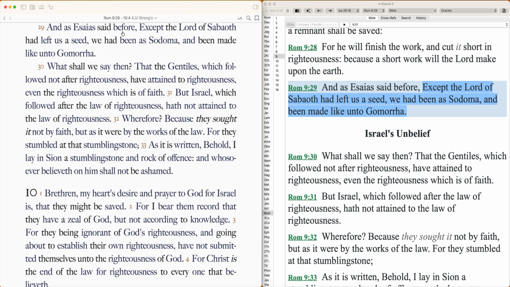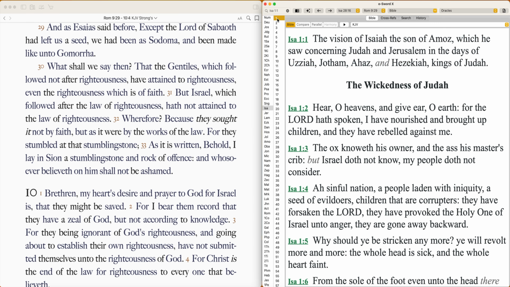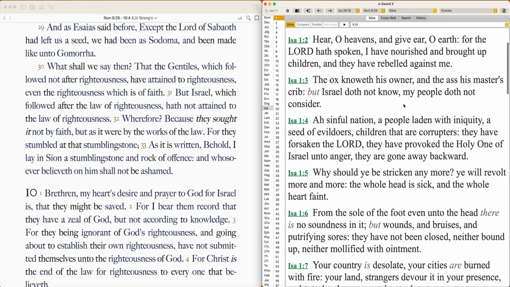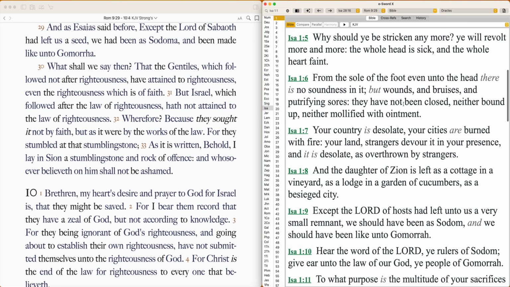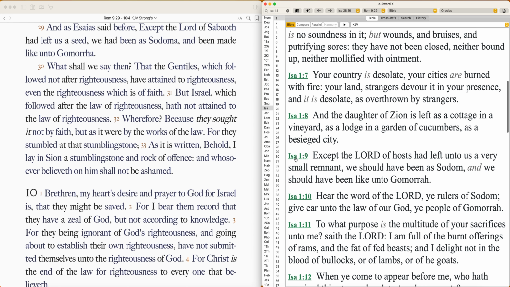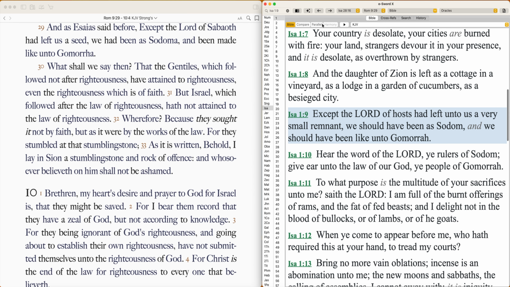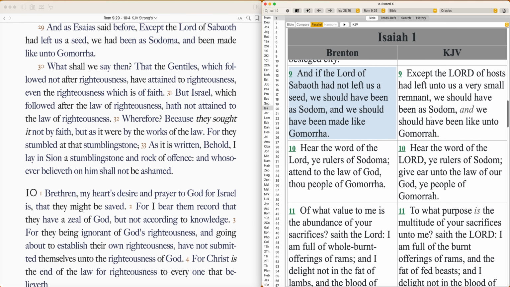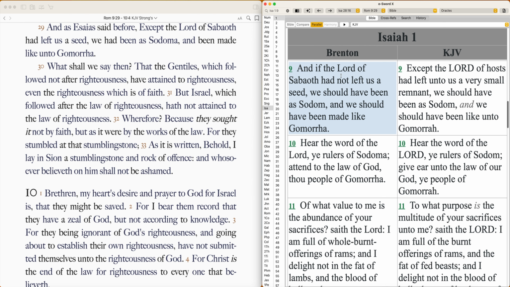And Isaiah said before, except the Lord of Sabaoth had left us a seed, we should have been as Sodoma and been made like unto Gomorrah. This is actually a quotation from the book of Isaiah chapter 1, and we go down to verse 9. I'm going to put this parallel side by side. This is the Greek Septuagint on the left.